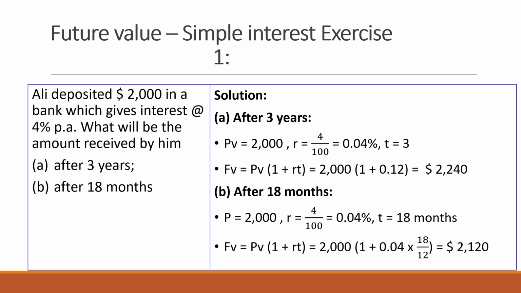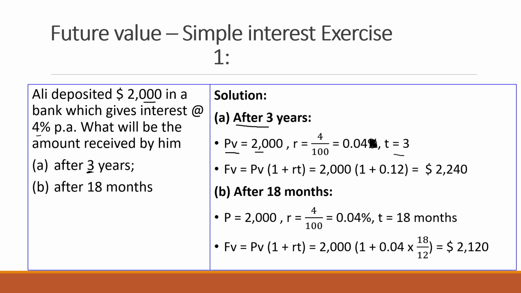First one is A, we have written here. See, A after 3 years. So first we will write down the PV, present value. What is my present value? $2,000. So I will write my PV 2000. Then I will write my R. R is what? Rate of interest is 4%, means 4 divided by 100. So this is 0.04. And then the time period in A is 3, so my T is 3.